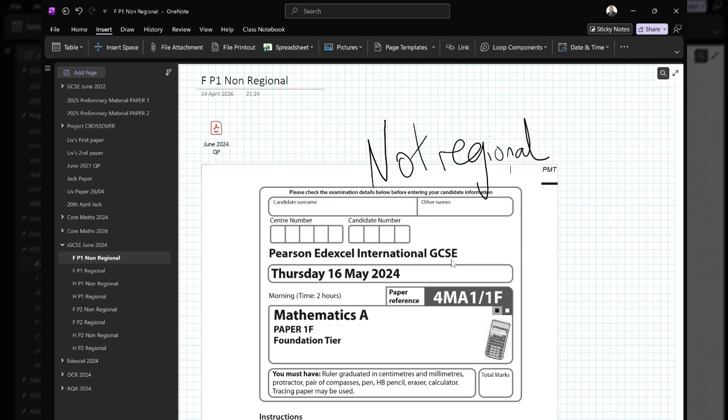This is the first one of our GCSE series that I'm starting for 2026, sorry, I've gone back a decade. We're starting off with the May 2024 paper. This is paper 1 on the foundation. It's not regional, and we'll see how many we can get answered in this short period of time.